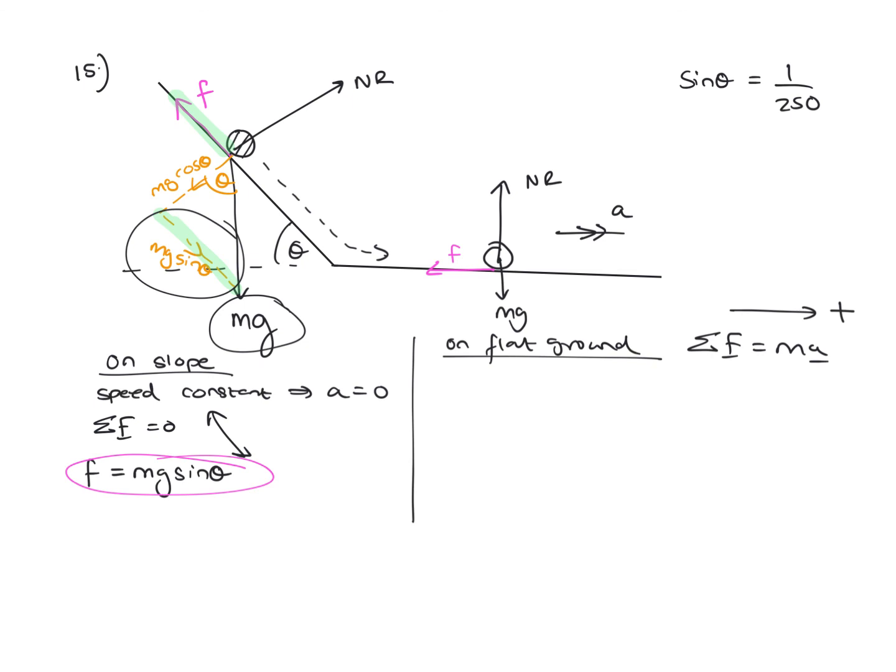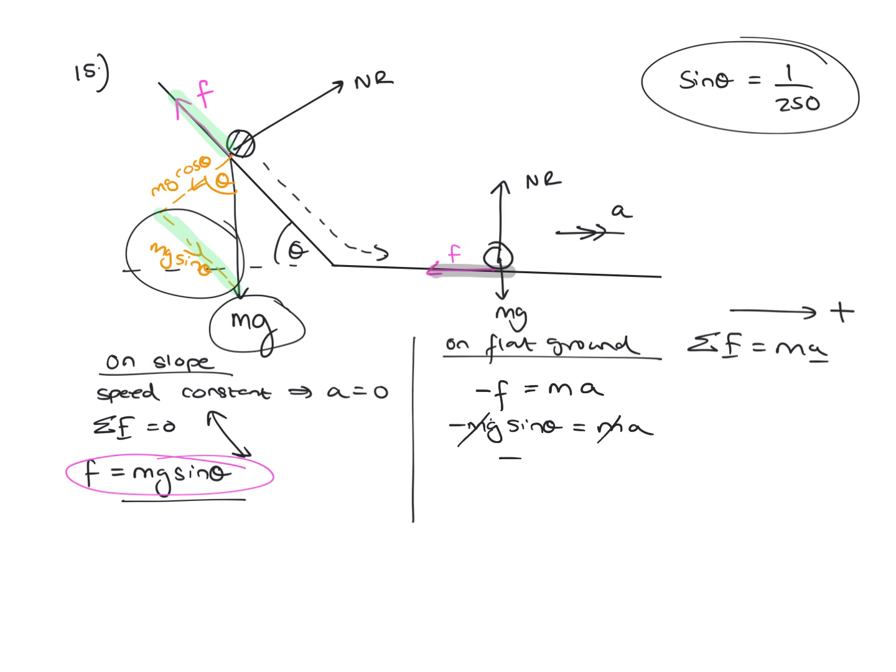So we need to find out what this deceleration is. So the only horizontal force acting is this. So we know that that's in the negative direction, so minus F equals m times the acceleration a. F, remember, was unchanged from here, so that's minus mg sine theta equals ma. The m's cancel, and we know sine theta is 1 over 250, so a equals minus g over 250 metres per second squared. Now, how far will the truck run for?